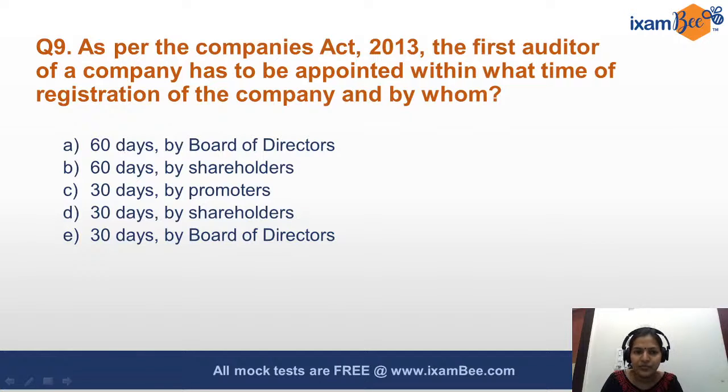I'm moving to the next question. As per the Companies Act 2013, the first auditor of a company has to be appointed within what time of the registration of the company and by whom? So there are two parts in this question. First is within how much time the first auditor of the company has to be appointed, and then who appoints that auditor.